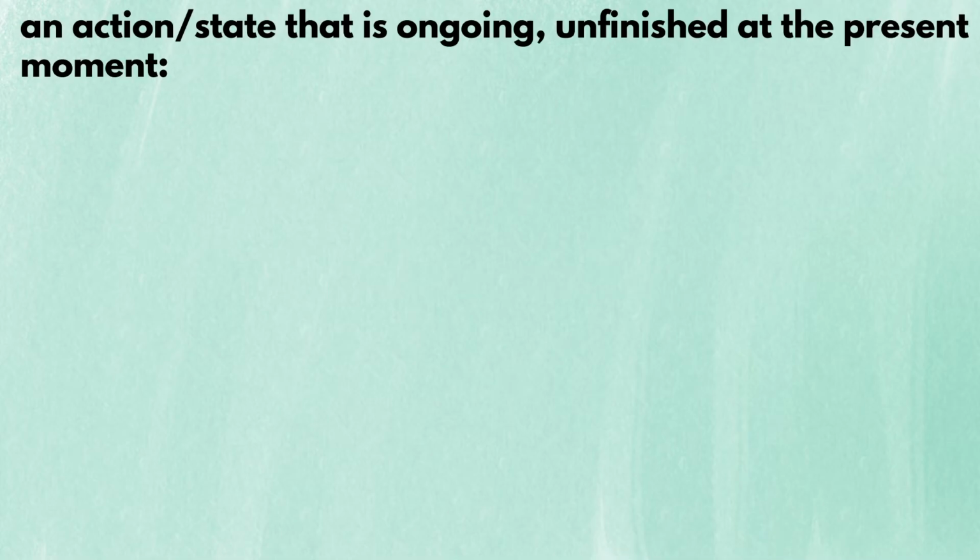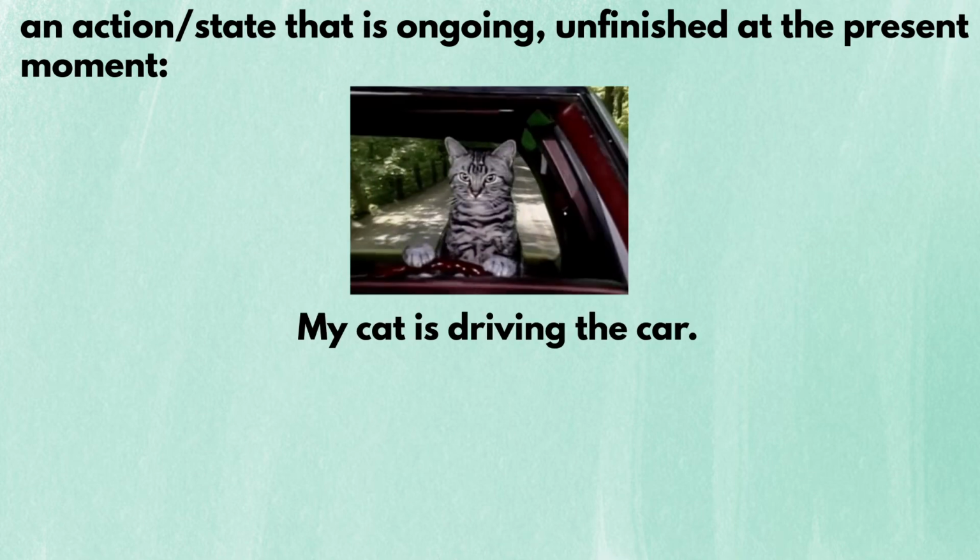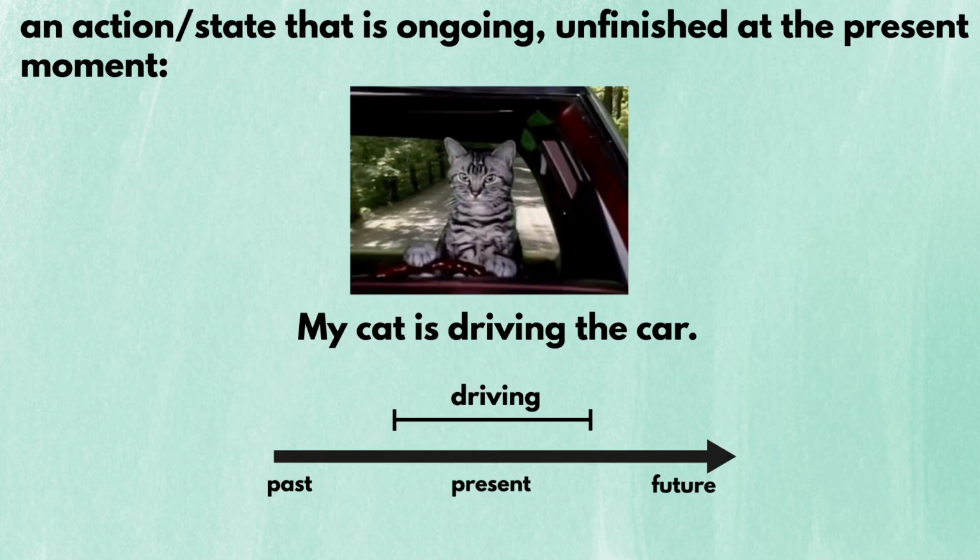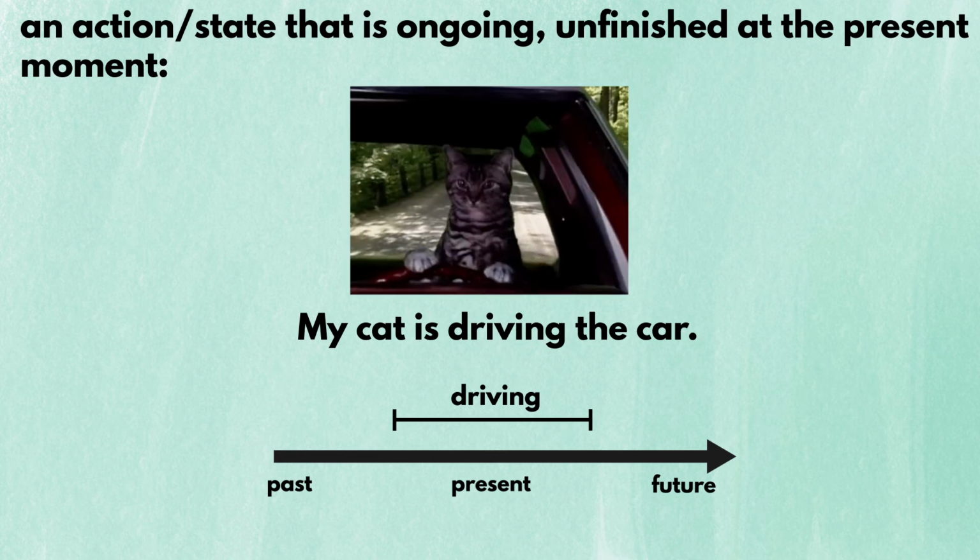The basic meaning of the present continuous tense refers to an action or state that is ongoing, unfinished at the present moment. For instance, if you say, my cat is driving the car, you mean your cat is in the middle of driving and the driving is not finished yet.